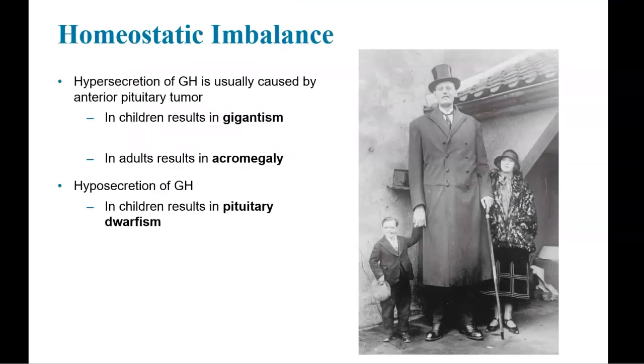So when you do have a homeostatic imbalance of these hormones, that has consequences. For example, for the growth hormone, this is the one that's secreted by the anterior pituitary. If there's an issue in the anterior pituitary, like due to a tumor, this could lead to imbalances. So in children, this results in gigantism if you have a hypersecretion of growth hormone.